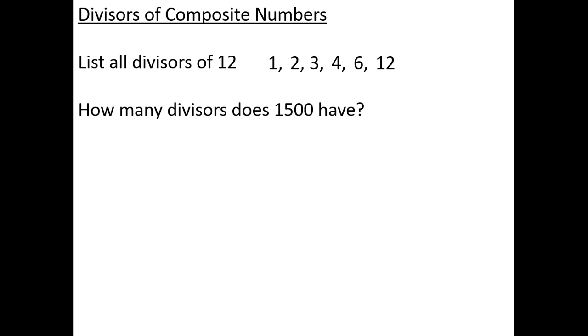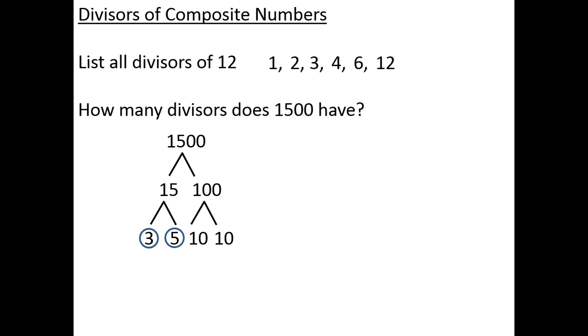So there's a way to tell how many divisors a number will have. And it involves taking this number and making a factor tree to find the prime factorization of it. So let's do that. 1500 I know is 15 times 100. 15 is 3 times 5. And 100 is obviously 10 times 10. Remember, we're going to circle all the primes when we find them. Each of those 10s is 2 times 5, and both of those are prime.